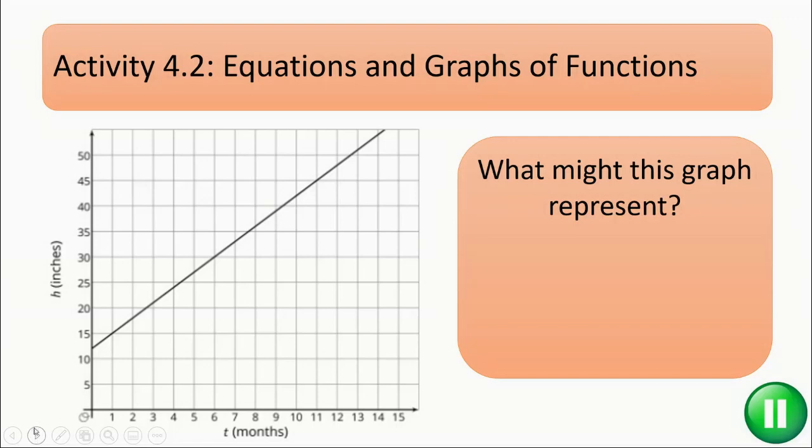So, Activity 4.2, equations and graphs of functions. What might this graph represent? I want you to pause the video and write down some ideas that you think. When you're ready, resume and we'll go from there. Okay, ready, set, go.